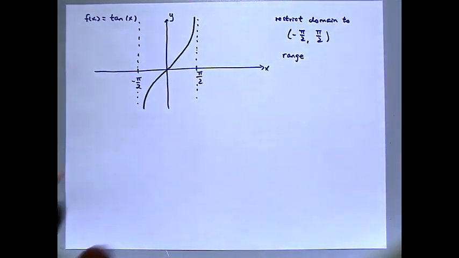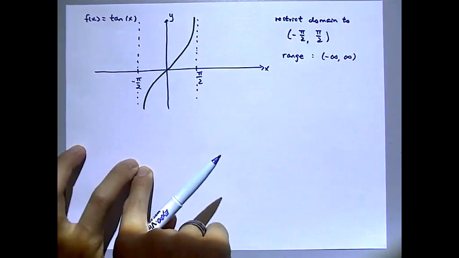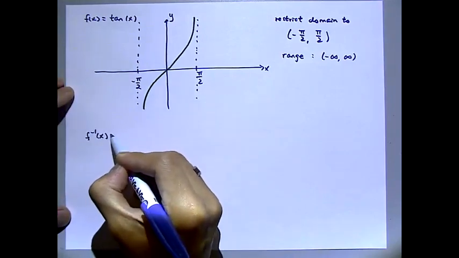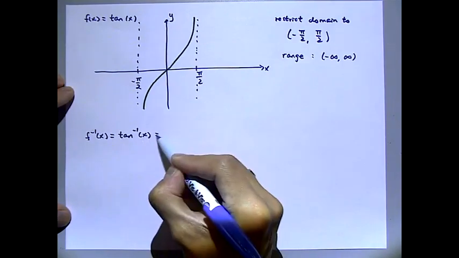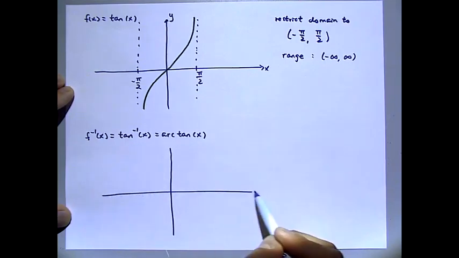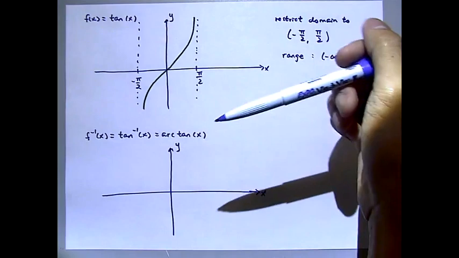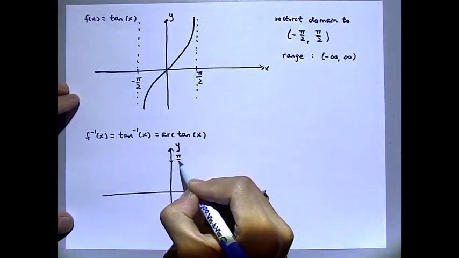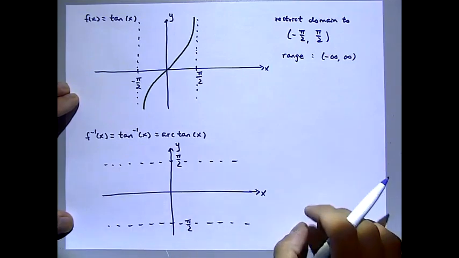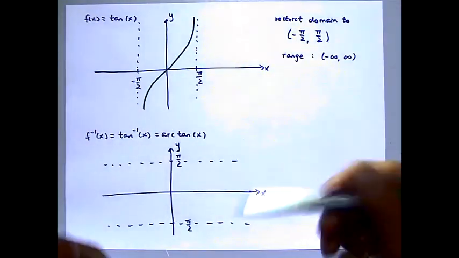What's the range of the tangent function? Right. The possible y that you can get out of it, well, it goes all the way down to minus infinity. This goes all the way to positive infinity. The inverse, the arctangent of x, would turn these two vertical asymptotes into horizontal asymptotes. Pi over 2, minus pi over 2. And we turn this thing into a mirror reflection about the line y is equal to x. And you get this kind of shape.